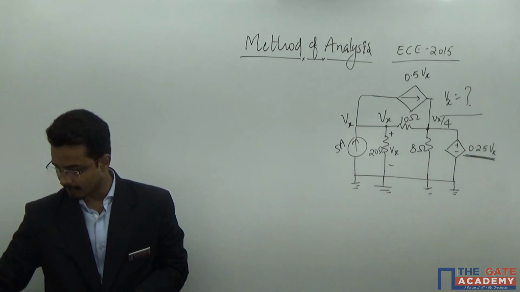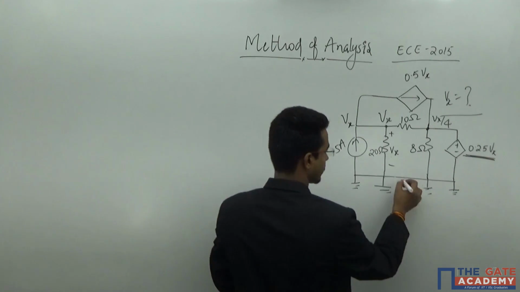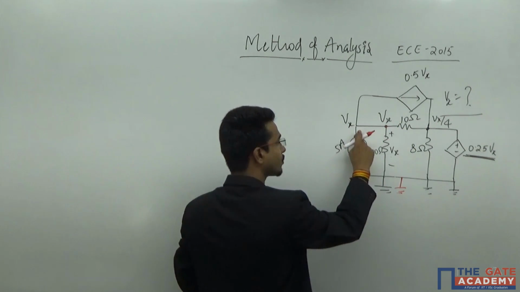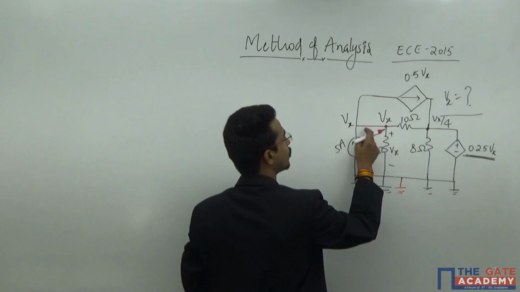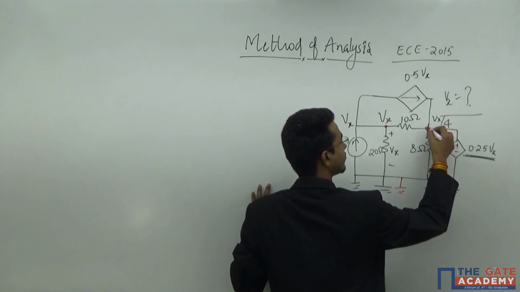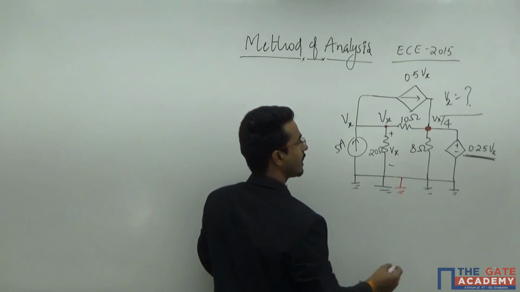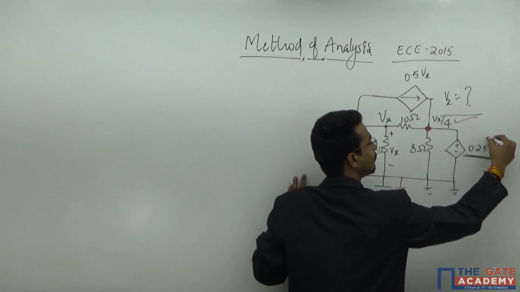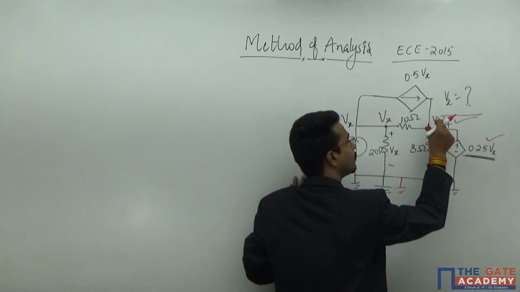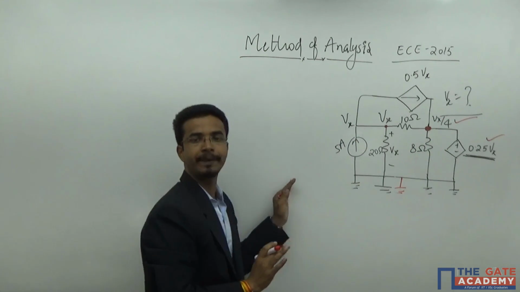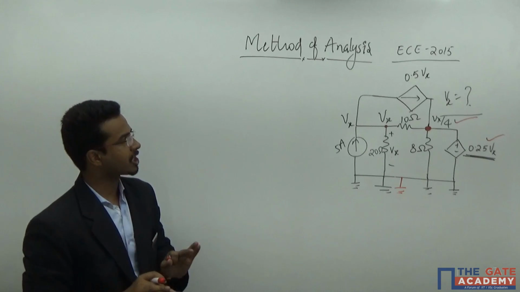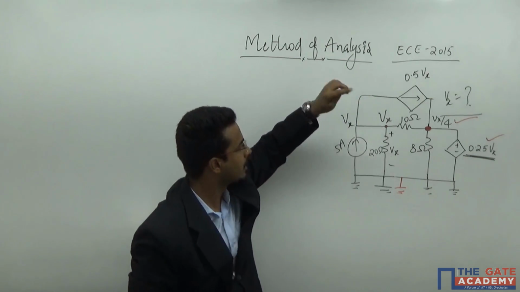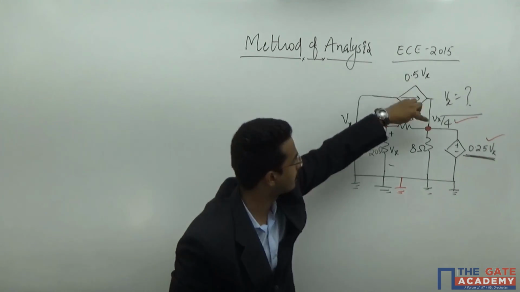Now we have to identify the number of nodes. The first is my ground. The second one is this, and this is also a node, but both have the same potential, so both are the same for me. The second unknown node is this, but here I know the value of this node because of the direct voltage source. If I calculate the value of Vx, I can calculate the voltage at this particular node. Only a single equation is required to solve this, because I only don't know the potential at this particular node.